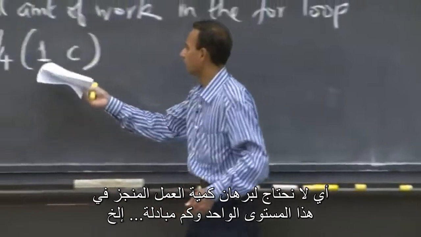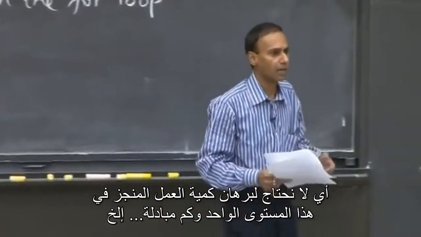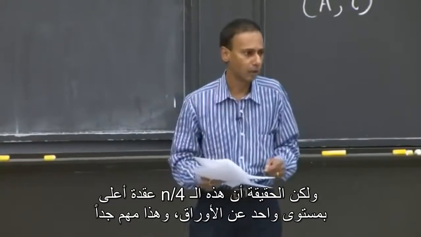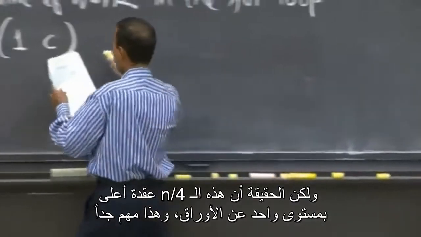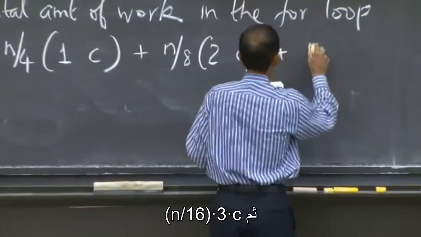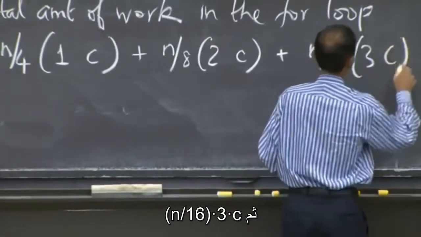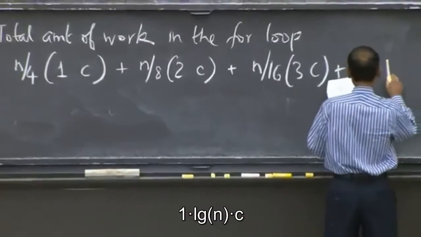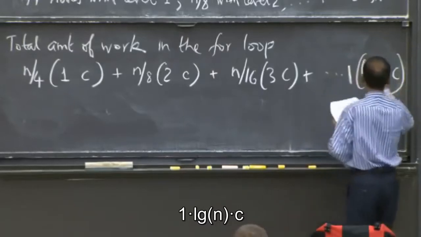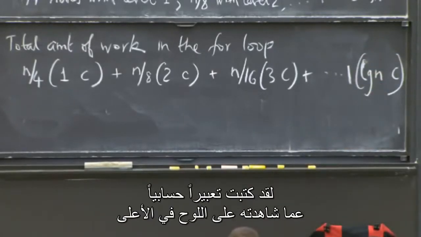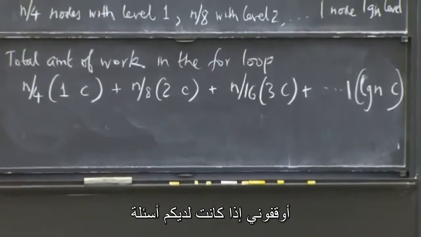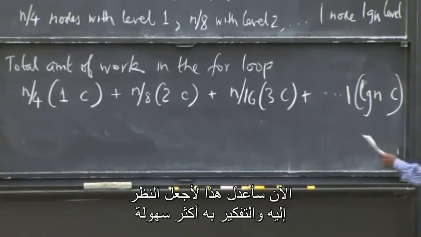So we don't need to argue about how much work is done at that one level, how many swaps, et cetera, but the fact is that these n over 4 nodes are one level above the leaf. That's what's key. And then I have n over 8 times 2c plus n over 16 times 3c plus blah, blah, 1 times log n times c. I've essentially written in an arithmetic expression exactly what I observed on the board above. Stop me if you have questions.